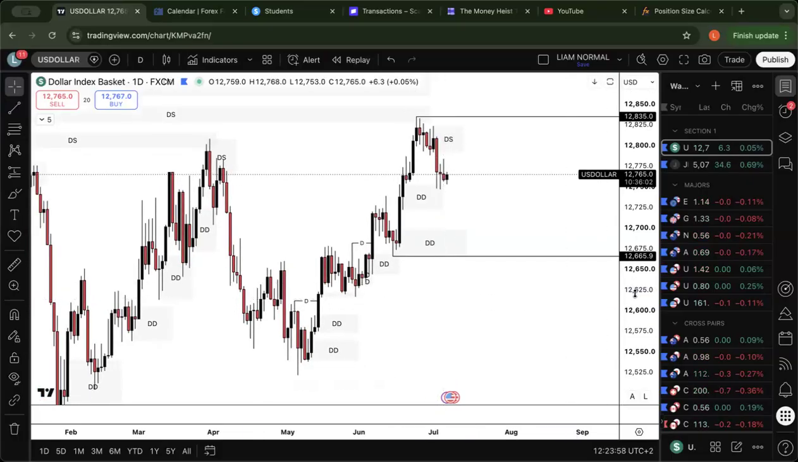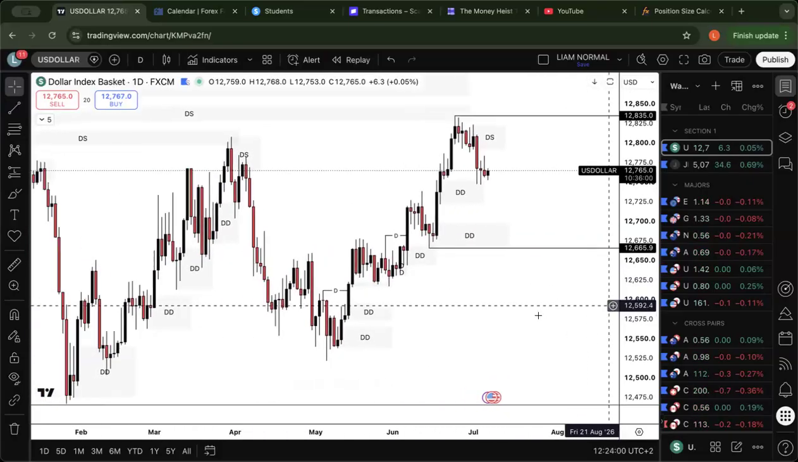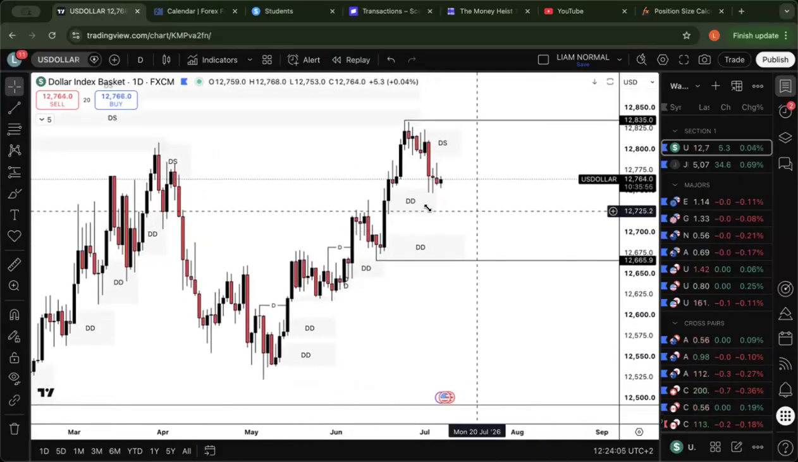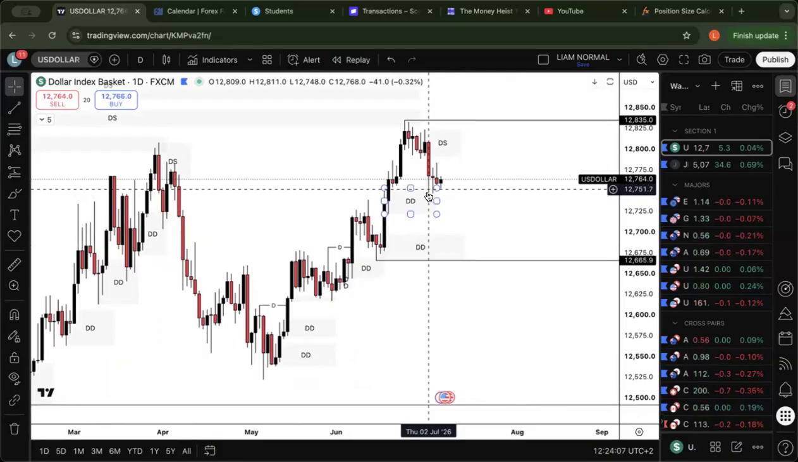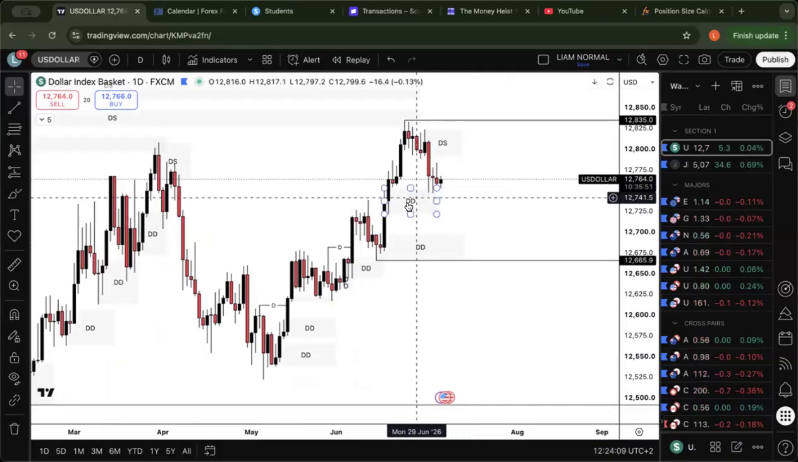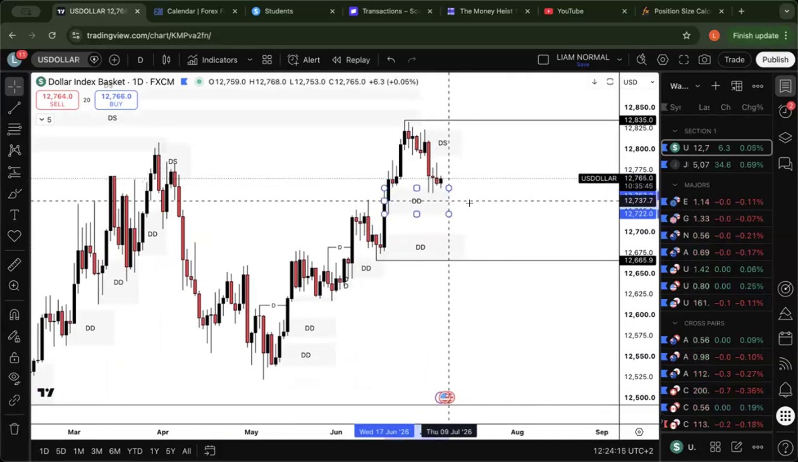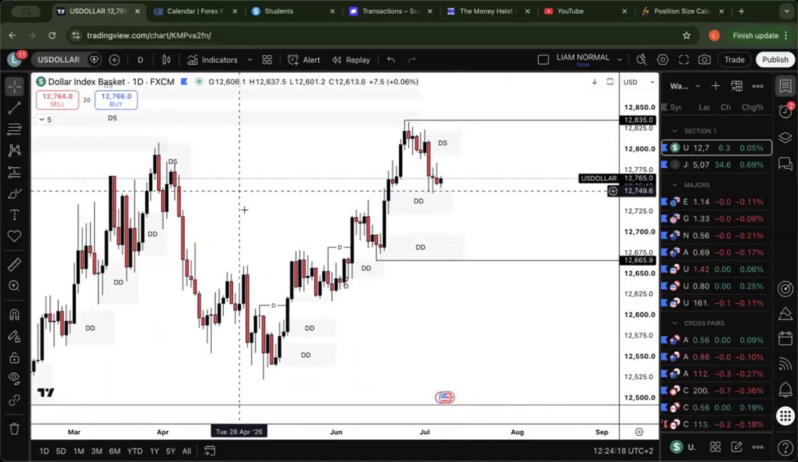So as always, starting off on the US dollar from a daily time frame, nothing's changed. Pretty much nothing has changed since last Thursday. As you can see, since Thursday the candles reached into this demand. We had Thursday, Friday, Monday, and now Tuesday is still inside of this daily demand area.